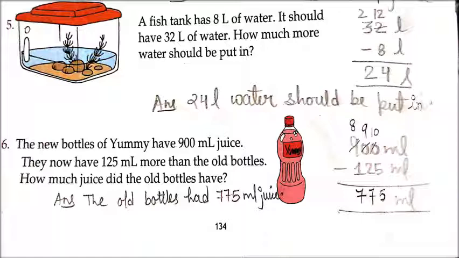Then at tens place 9 is left. Okay, so 9 minus 2 is 7. So write 7 there. Now children, at hundreds place 8 is left. So 8 minus 1 is 7. So write 7 here. And below the milliliter, write milliliter in the answer. So children, your answer will be the old bottles had 775 milliliter juice.